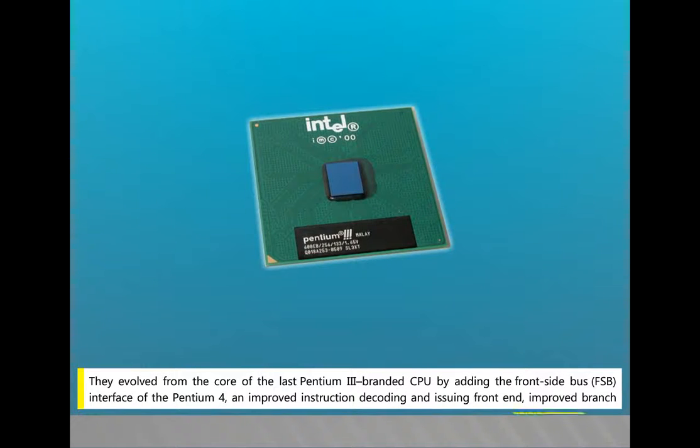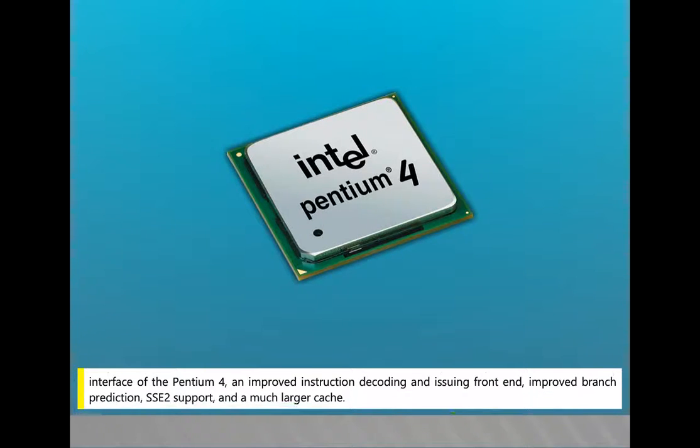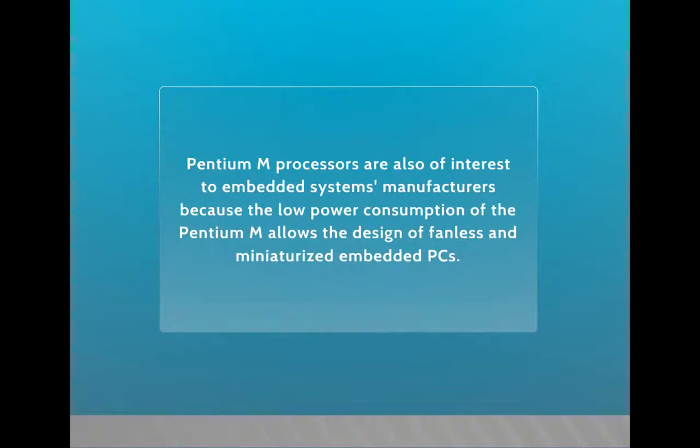They evolved from the core of the last Pentium 3 branded CPU by adding the front side bus, that is FSB interface of the Pentium 4, and improved instruction decoding and issuing front end, improved branch prediction, SSE2 support, and a much larger cache. The Pentium M branded processors were succeeded by the core branded dual-core mobile Yonah CPU with a modified microarchitecture. Pentium M processors are also of interest to embedded systems manufacturers because the low power consumption of the Pentium M allows the design of fanless and miniaturized embedded PCs.